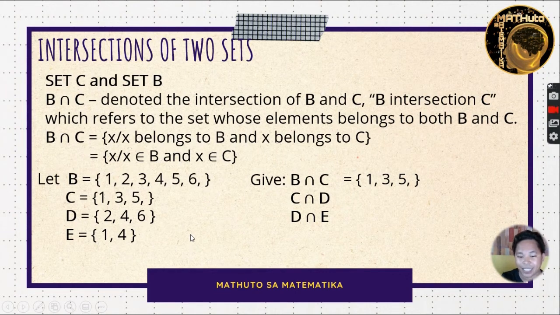How about the intersection of sets C and D? We have no element, or the empty set. Since sa set C, 1, 3, 5. Sa set D, 2, 4, 6. So, the two sets have no common element. For D intersection E, what is the common element in these two sets? We have 4. So in this case po, we have a unit set. Dun po sa kanina, sa intersection ng C and D, we have null or empty set.